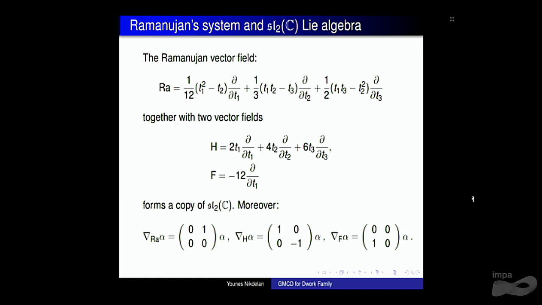And if we go to the Gauss-Manin connection point of view, we had the Ramanujan vector field in this way. And we find that H is given by this matrix, and F is given by this matrix. So all these facts motivate us to see if we can find similar things for the vector field that we are finding.